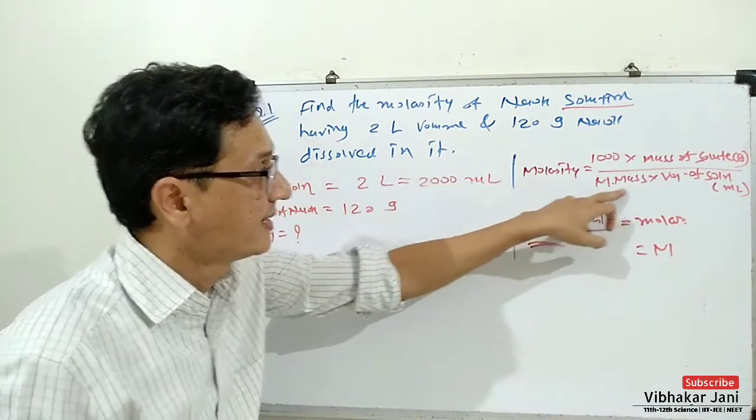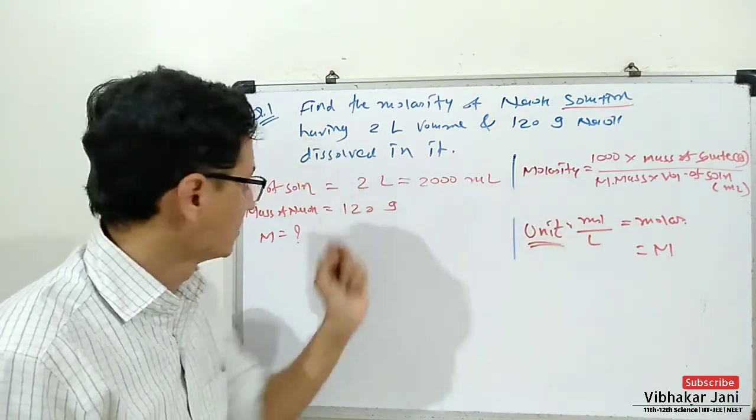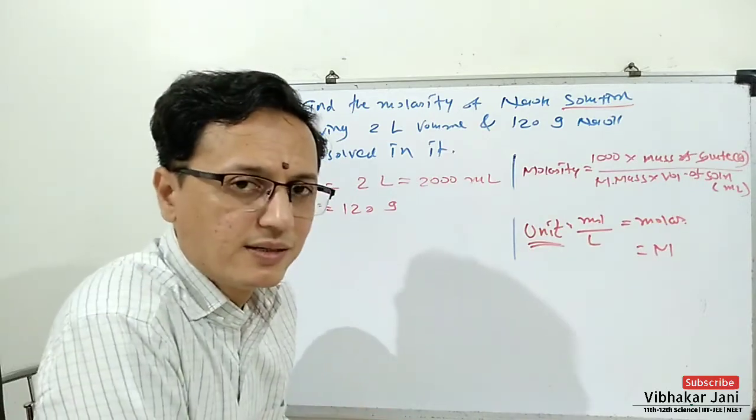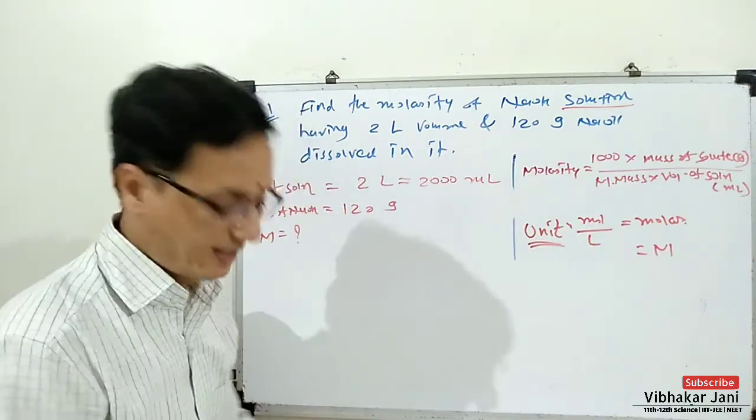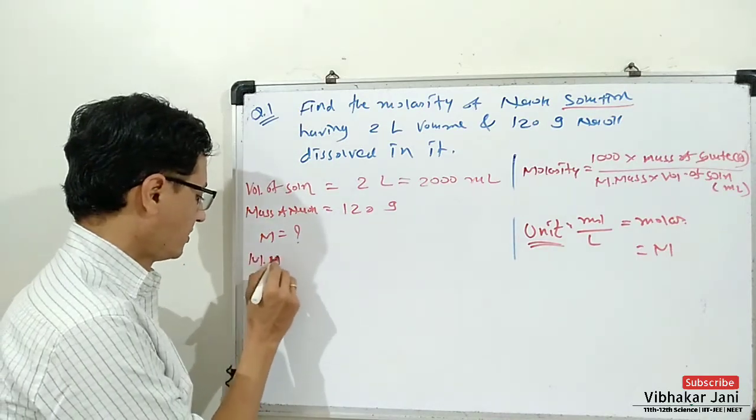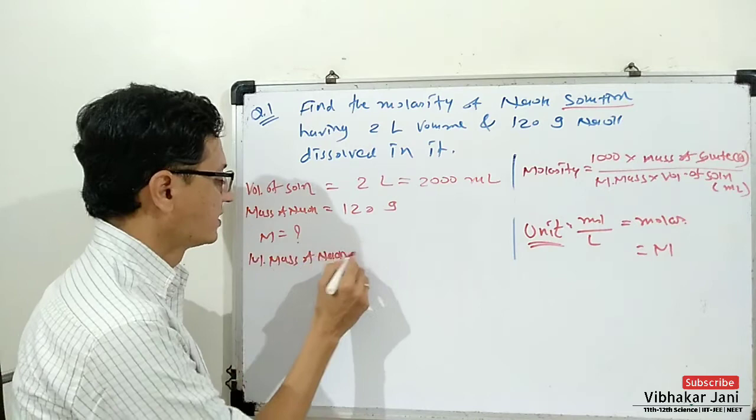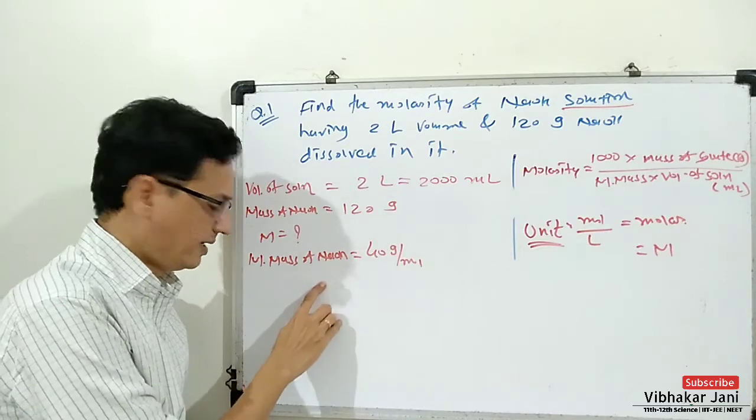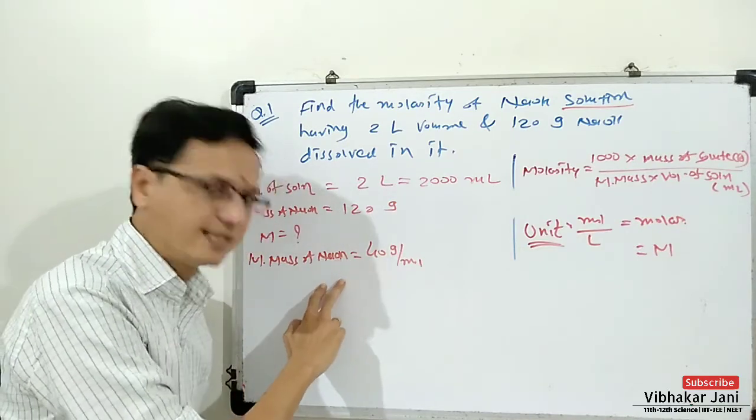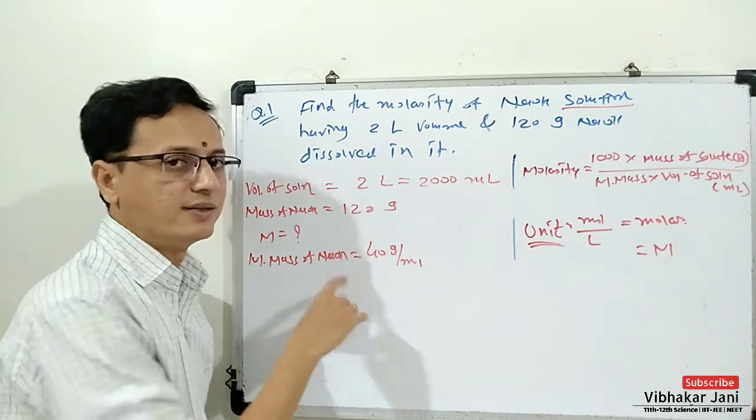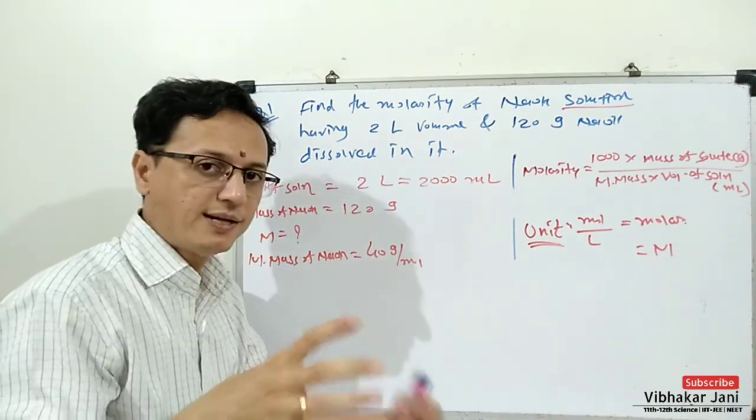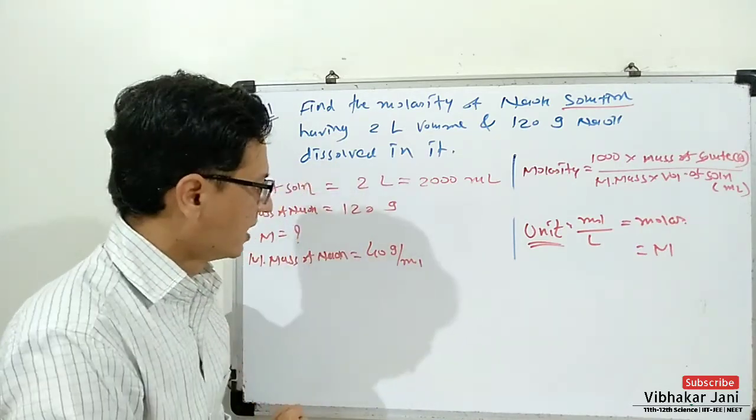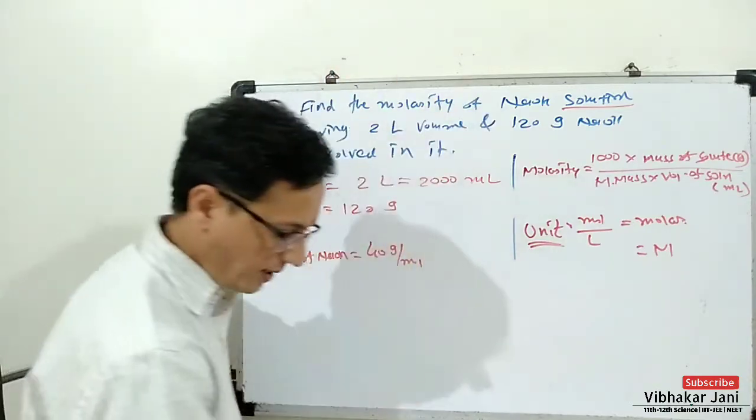And one more thing required is molecular mass of solute. Solute is NaOH, so we need molecular mass of NaOH. Now it is not a big thing. You know very well what is the molecular mass of NaOH. So molecular mass of NaOH, I know it is 40 gram per mole. You can find it. 23 is the atomic mass of sodium, plus 16 is the atomic mass of oxygen, plus 1 is the atomic mass of hydrogen. If you sum up this data, then you will get 40 gram per mole, that is the molecular mass of NaOH. Now just put all these values in this formula.